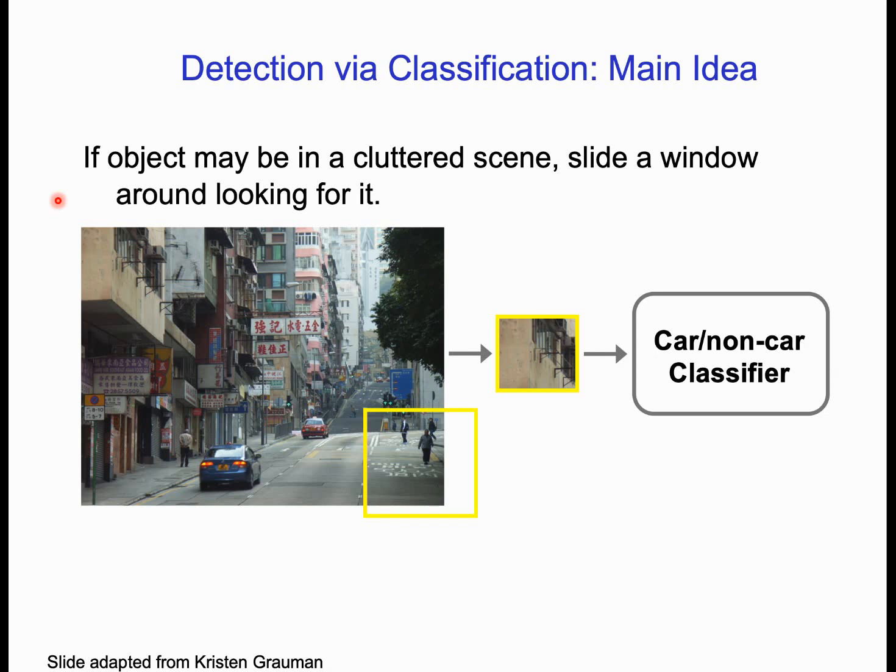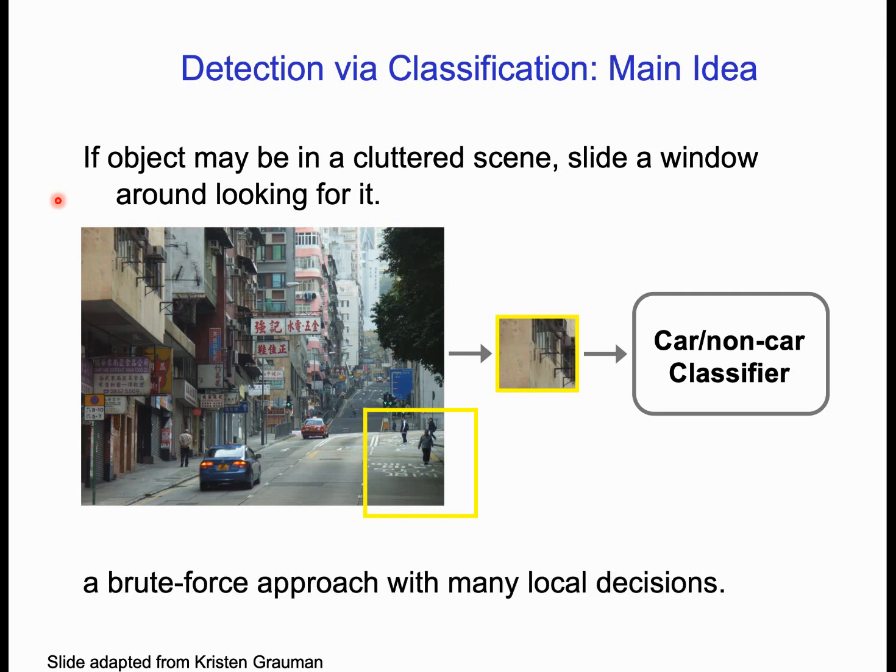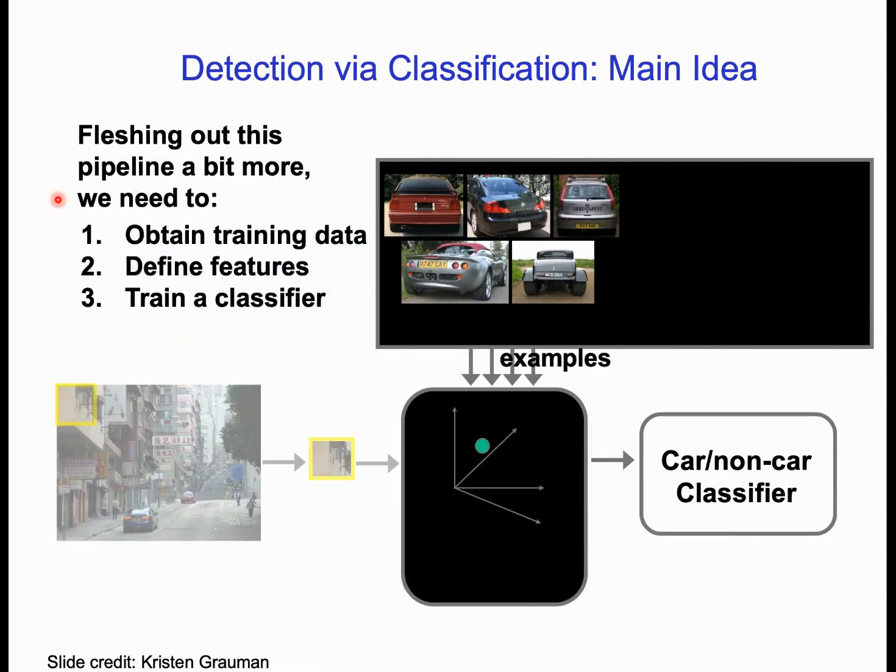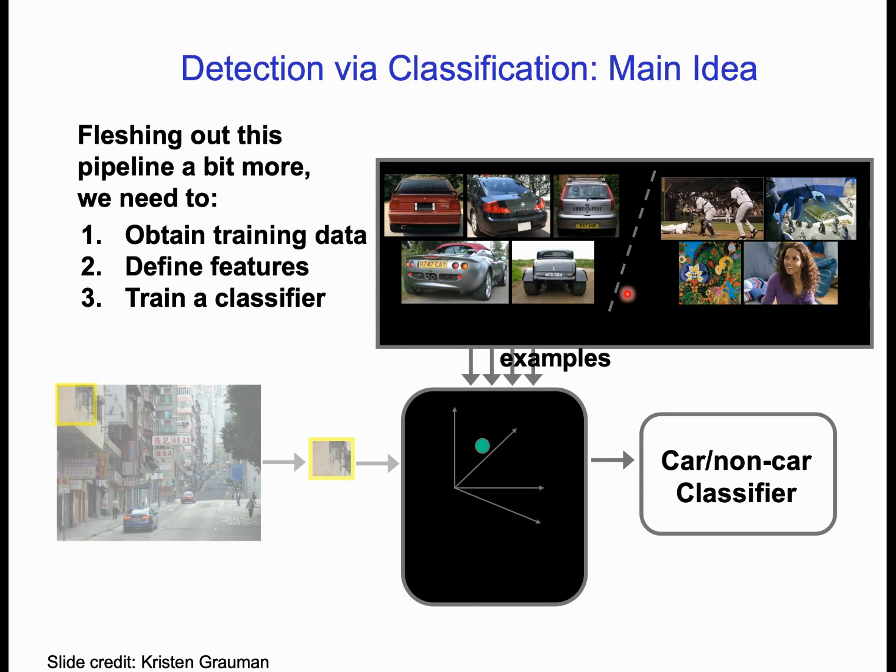Now notice that here I can actually use any type of classifier like the ones that I've seen before using the bag of words. Now, again, fleshing out this pipeline a little bit better, what we do is we first obtain training data. For example, if I'm actually interested in detecting cars, I create a training data set of cars and non-cars. And this presence of the negative examples is very important to be able to decide whether there is no car in a certain scene or not.